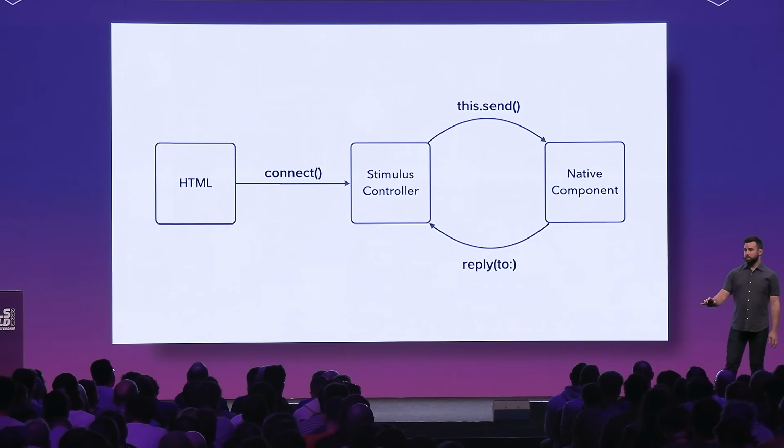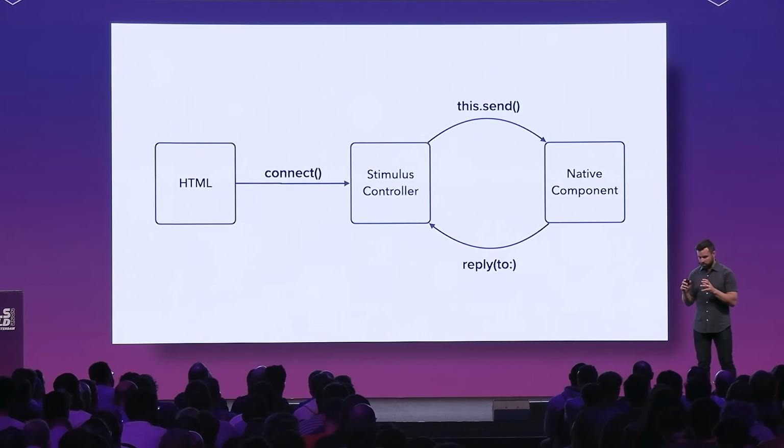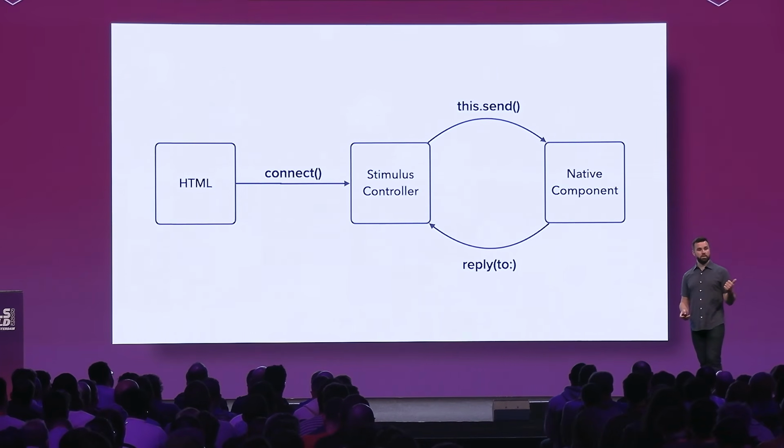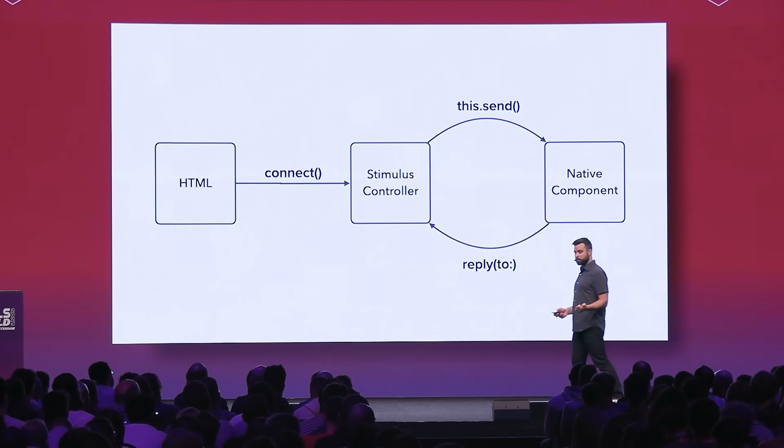The Stimulus controller can say, hey, what is the user's heart rate right now? And the native component can do all of the authentication and authorization and API fetching to send the heart rate over as a number back to Stimulus, where you can write it to the DOM or make a fetch request to pop it on your server and persist it. You're back in control on the web.